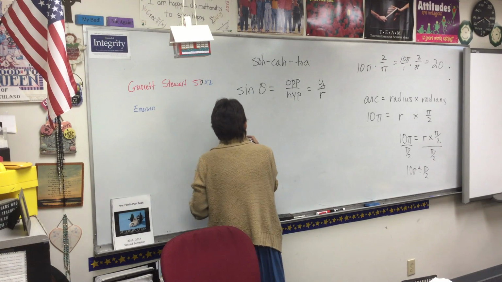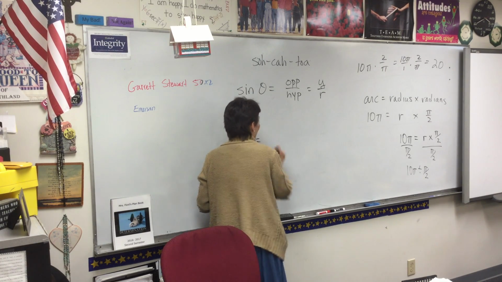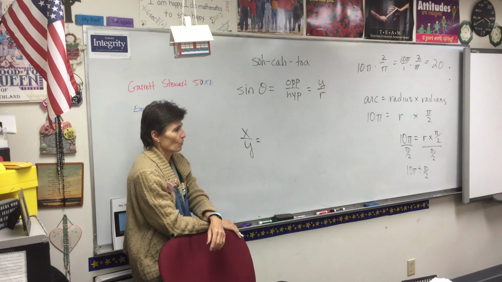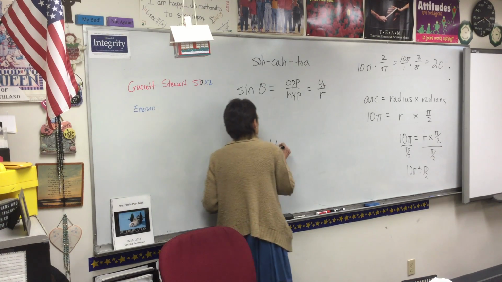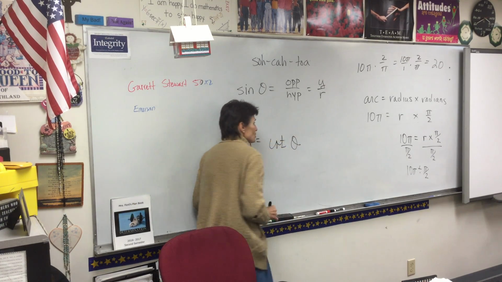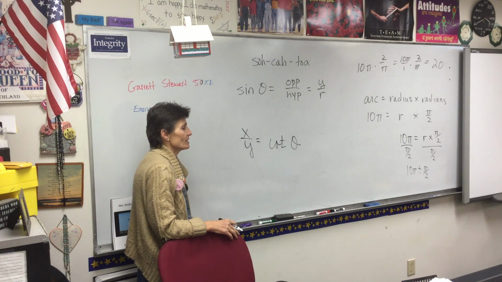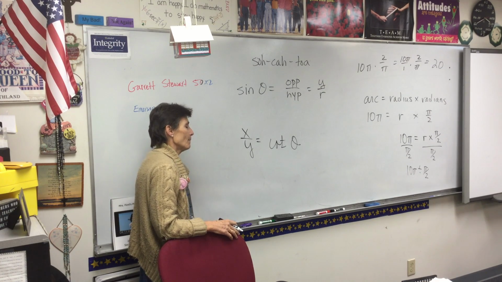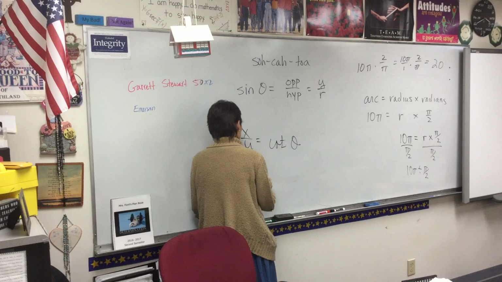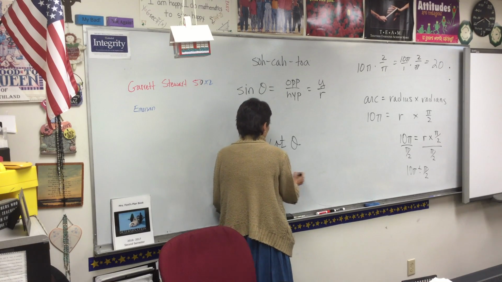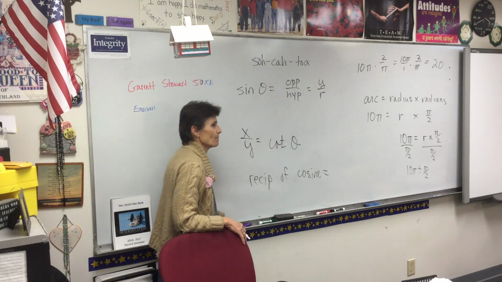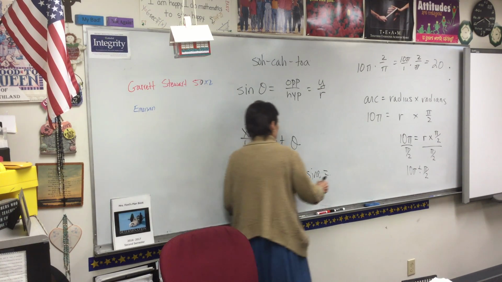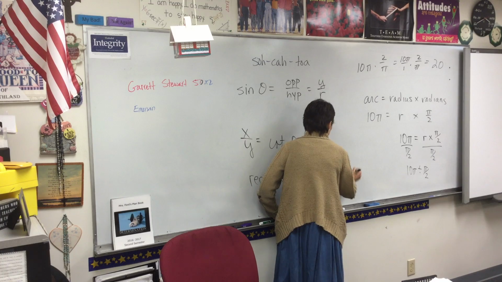All right. Tell me what x over y is. What is x over y? Oh no, it's cosine. Cotangent. Cotangent is x over y. What is the reciprocal of the cosine? What function is the reciprocal? The secant. Very good. The secant.